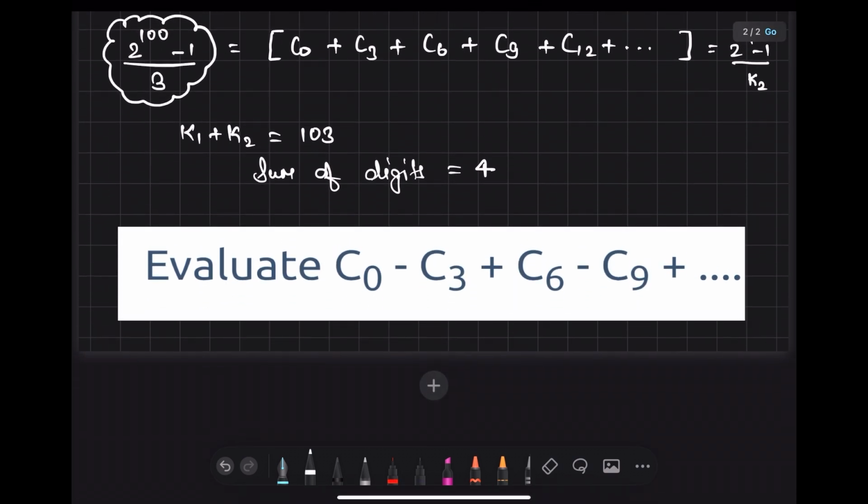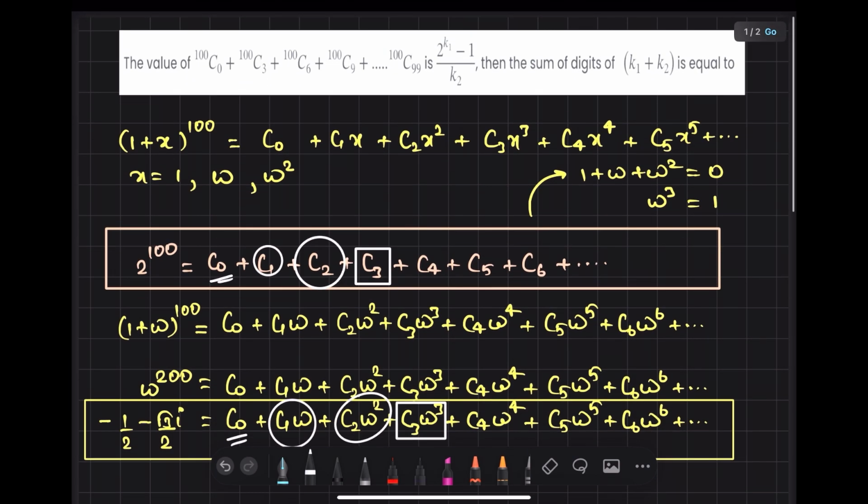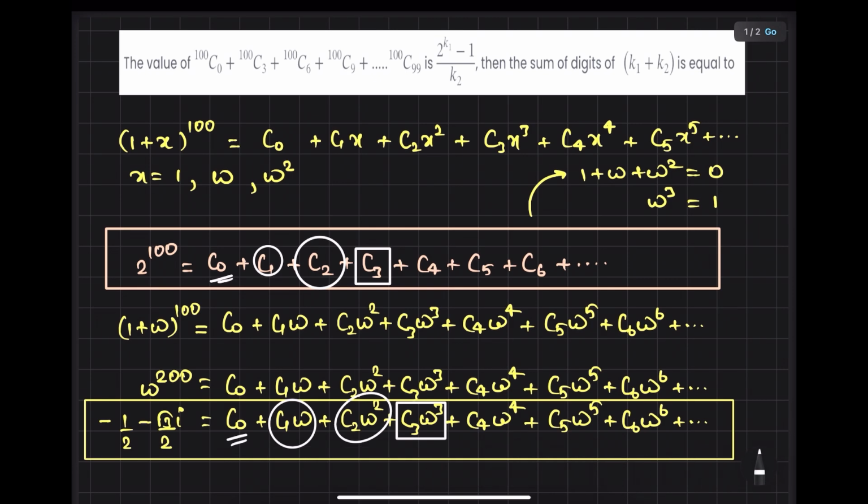Now look at this question. This question is also such that the gap is of 3, and alternately you have plus and minus signs. So in this case, just replace your x with minus 1, minus omega, and minus omega square, and follow the same steps. You will get your result done. Okay, I hope the idea is clear and you can handle similar situations.